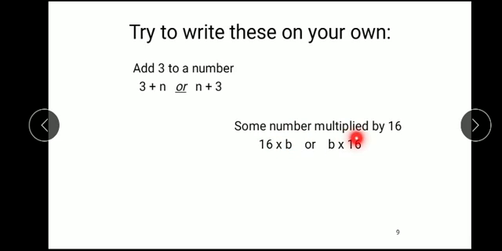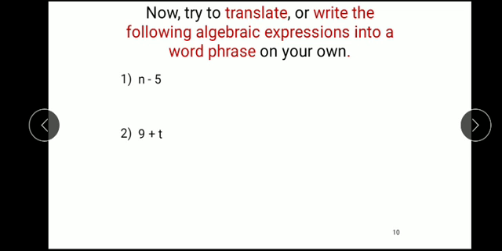Some number multiplied by 16. So let the variable be x. So that x has to be multiplied with 16. So we can write 16 into x or x into 16. Here it is given b. So we can take 16 into b or b into 16.